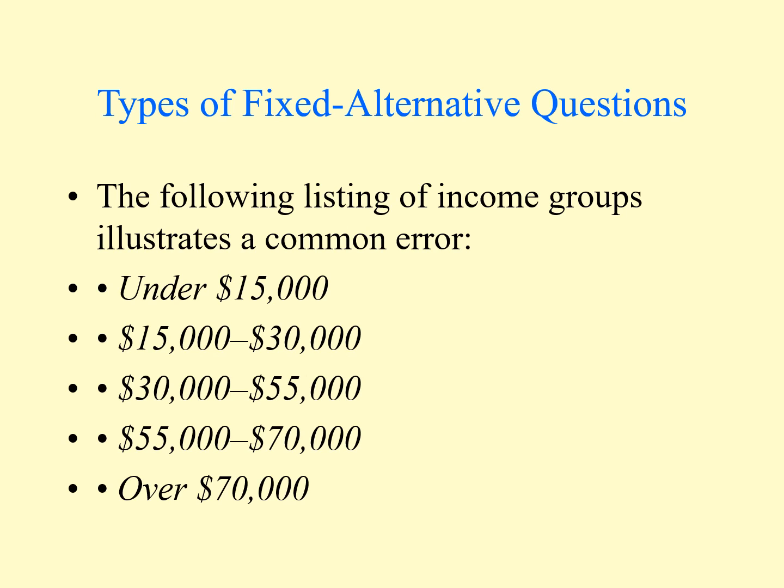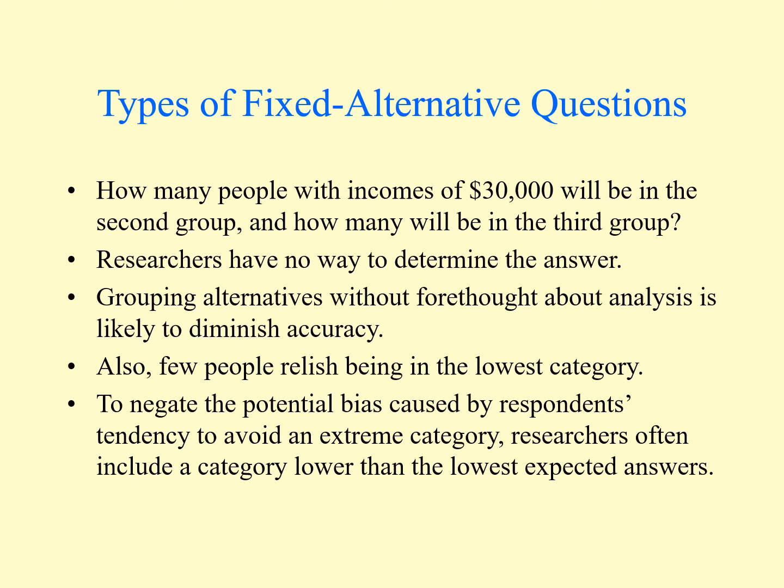The following listing of income groups illustrates a common error. Under $15,000, $15,000 to $30,000, $30,000 to $55,000, $55,000 to $70,000, over $70,000. How many people with income of $30,000 will be in the second group and how many will be in the third group? Researchers have no way to determine the answer. Grouping alternatives without forethought about analysis is likely to diminish accuracy.